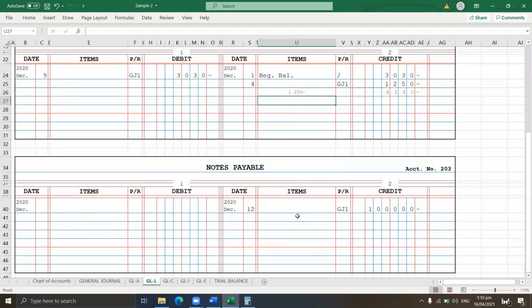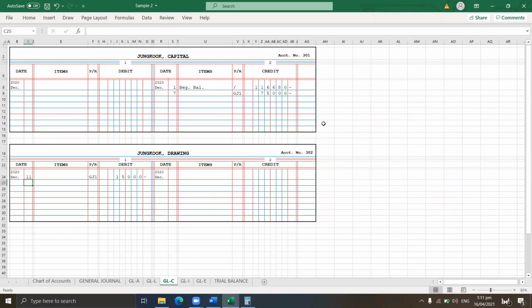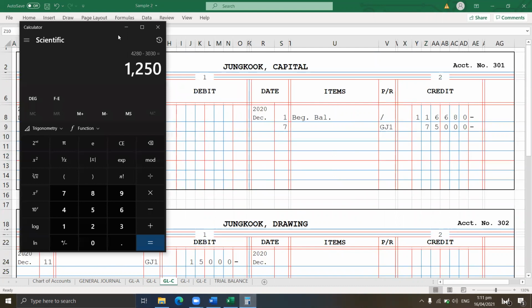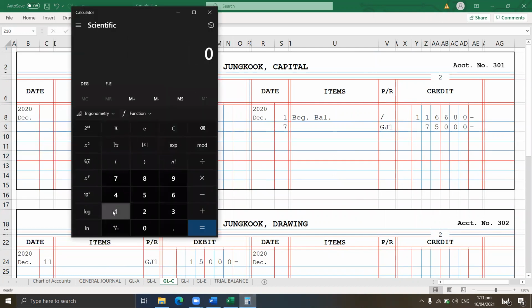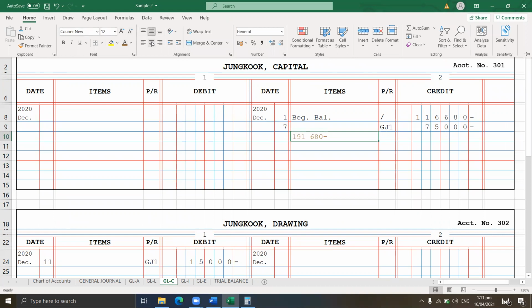Okay, sa notes payable, mag-isa lang. So let it be na 100,000. Okay, so I hope that that is clear. Next, we have our capital. So in the capital, nagkaroon tayo ng additional investment kanina. So it's just simply be for the capital, 116,680 plus 75,000. So that's a total of 191,680. 191,680. Okay. So it will be written dito sa credit side items column po natin.